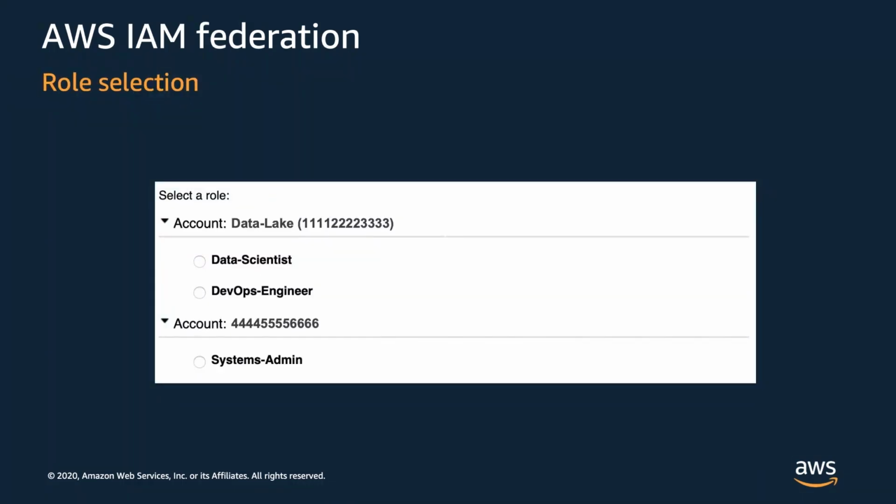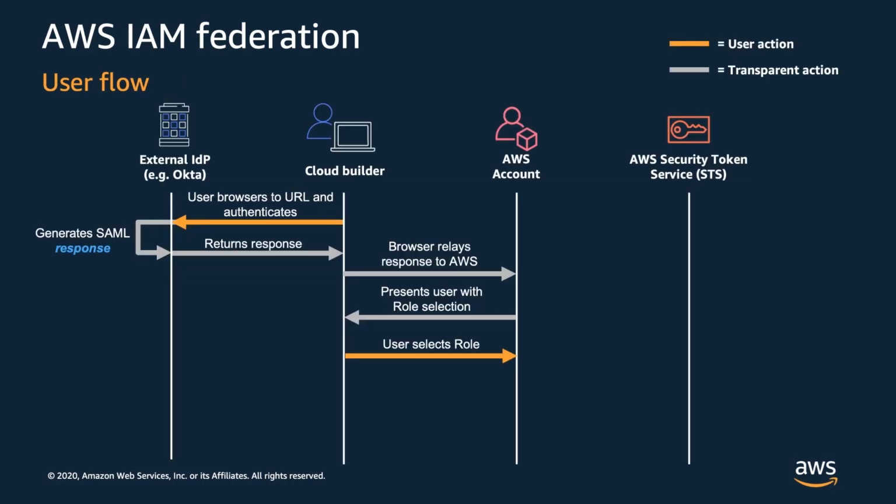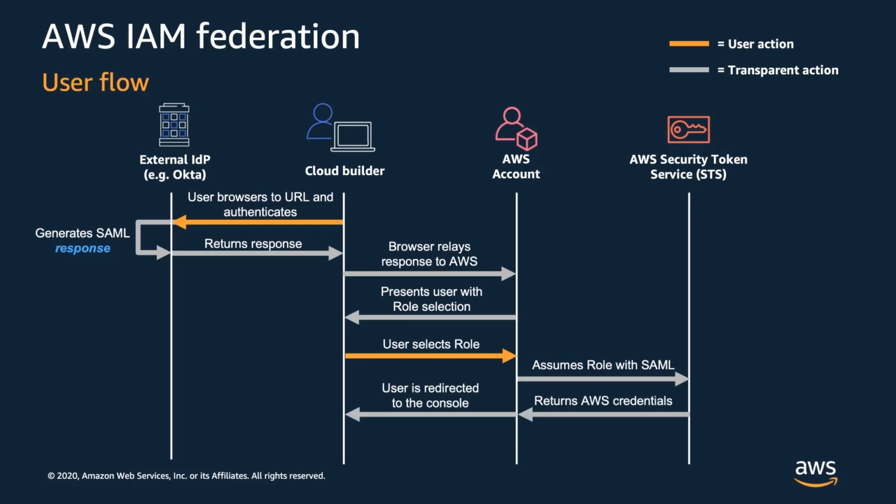That SAML assertion is relayed to the AWS SAML endpoint, which basically extracts all of those accounts and roles and presents the end user with a page like this. So it's essentially their menu of roles that they can select. And so they'd essentially select whatever role they want to assume. So the user selects the role, an assume role with SAML API call is made to the AWS Security Token Service. AWS credentials are returned back to the actual cloud builder, and the user is redirected into the actual console.